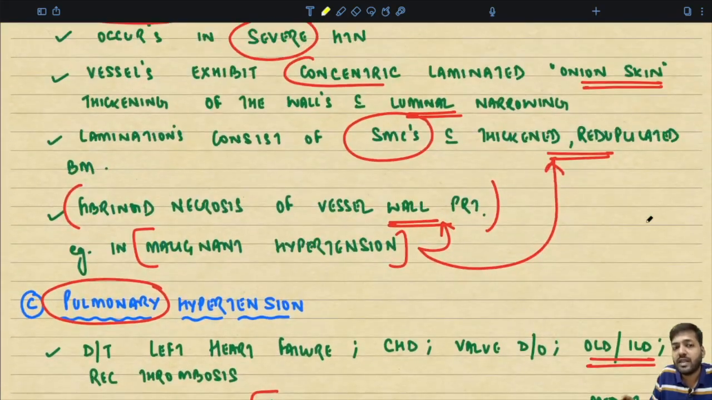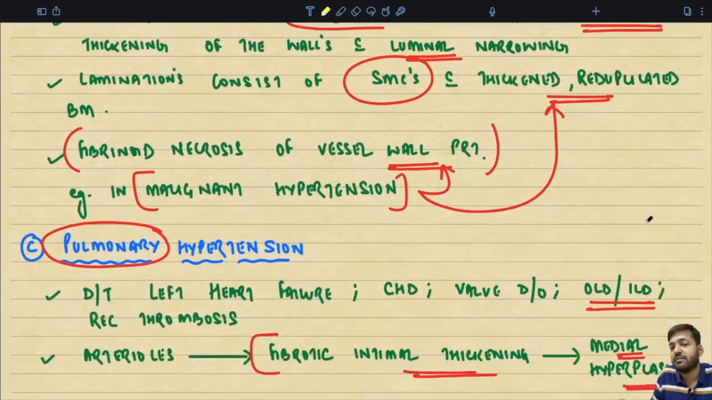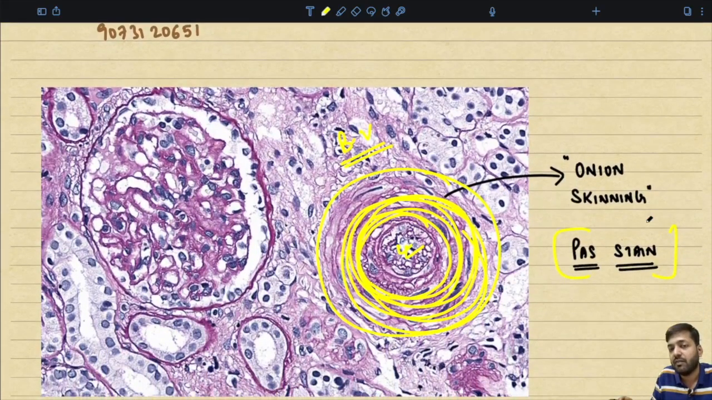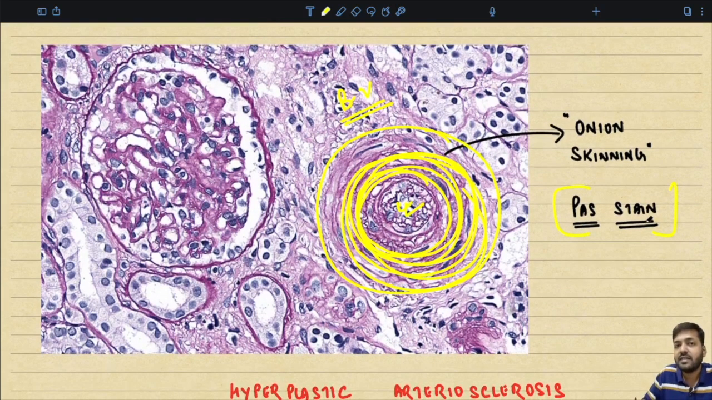And why is this onion skinning occurring? It is occurring because of the smooth muscle cells with thickened reduplicated basement membrane. So this onion skinning is nothing but the smooth muscle cells with reduplicated basement membrane, as we can appreciate over here. And this is the classical characteristic feature of hyperplastic arteriosclerosis, which is mainly seen in case of malignant hypertension.